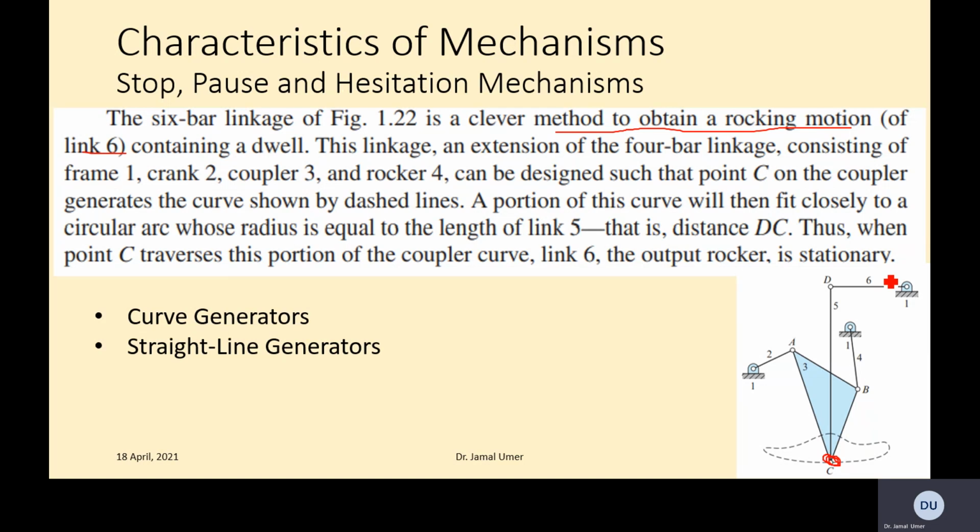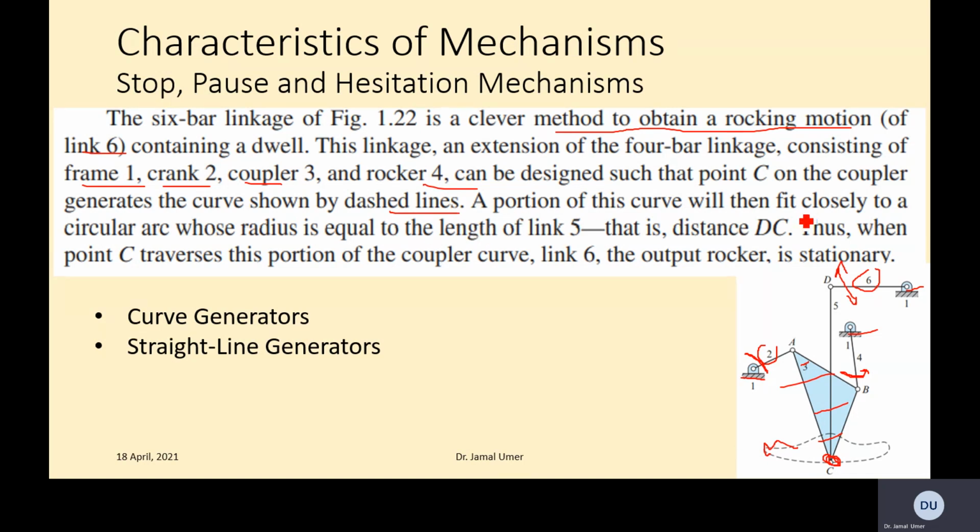And extend the coupler. So this whole element is a coupler and a rocker. Rocker 4 is this one, which is also moving in this direction and is termed the rocker. It can be designed such that point C on the coupler generates the curve shown by the dashed line. This curve you see is an up and down kind of movement.